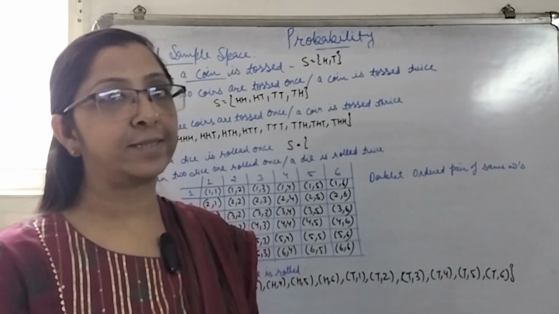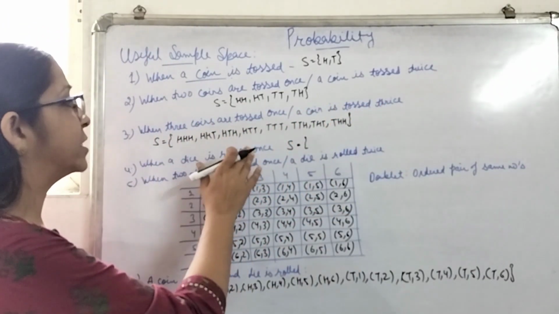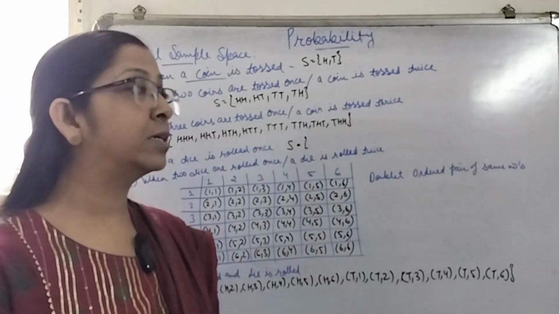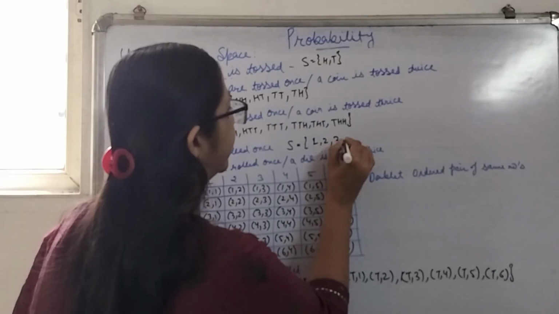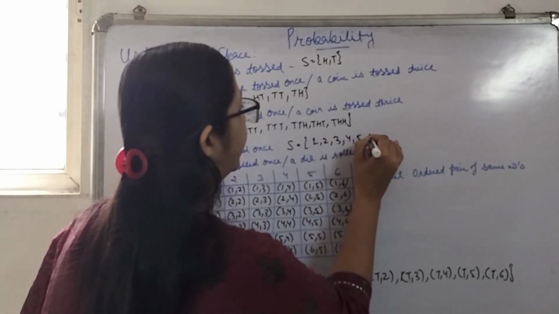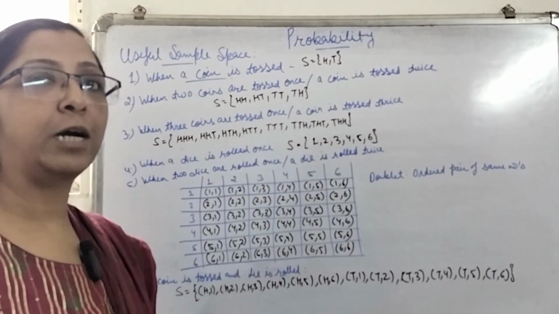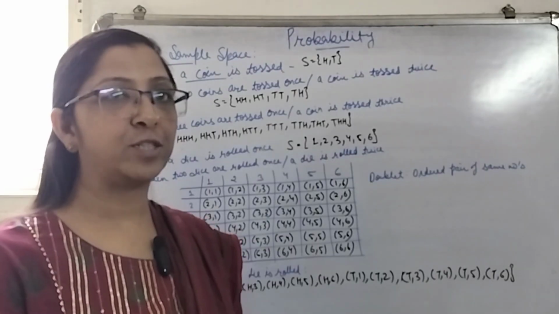Now when a dice is rolled once, we are rolling the dice only once, so what all possible outcomes could there be? Either 1, 2, 3, 4, 5, 6. These are the possible outcomes. That means this is the sample space for it.